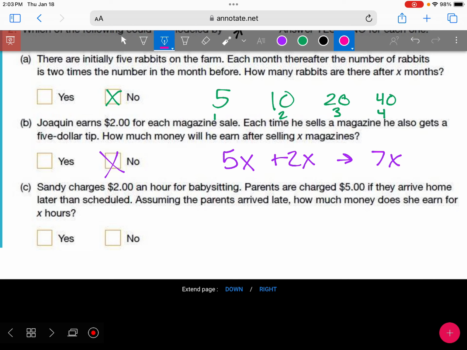So she's got $2 an hour for babysitting, and parents are charged a $5 flat fee if they arrive home late. So if the parents come home late, how much money should she make? Yeah. Because the $5 is a flat fee, and it's $2 per hour. So it's 2x plus 5. So yes, that one actually does fit. It looks a little weird, but it's the same thing.